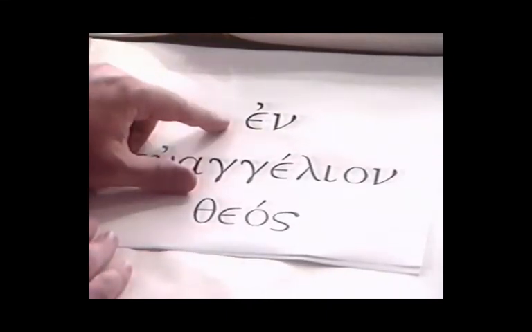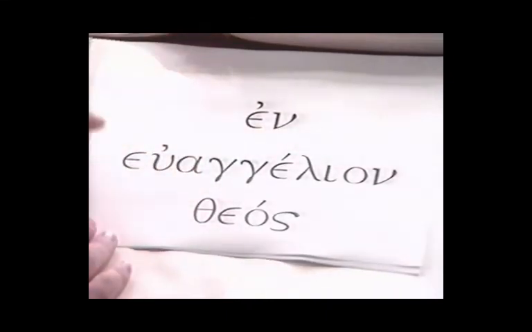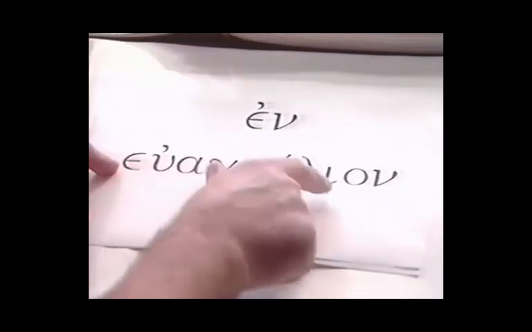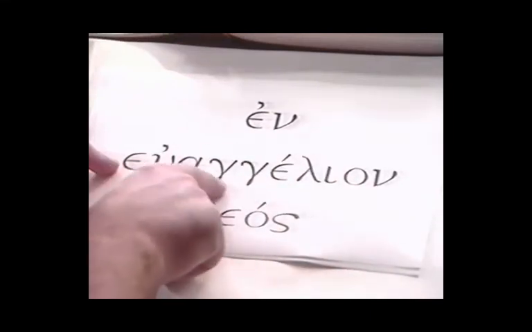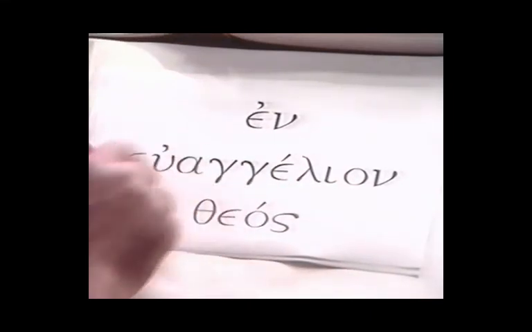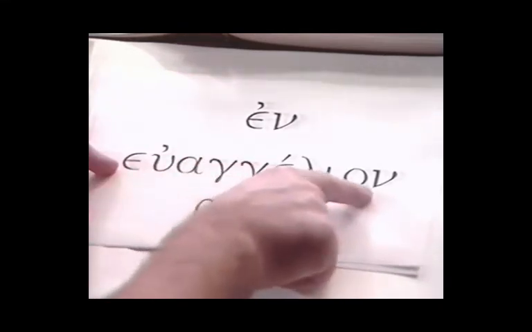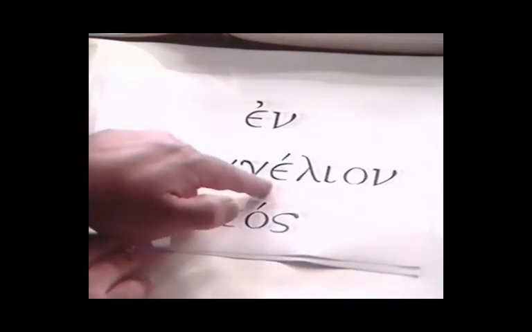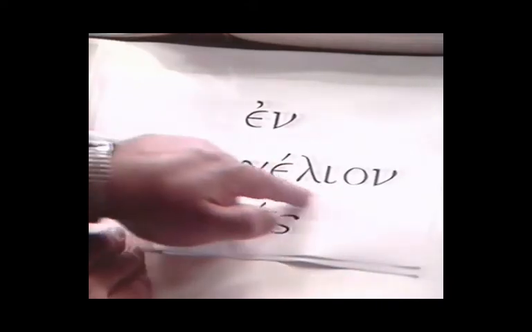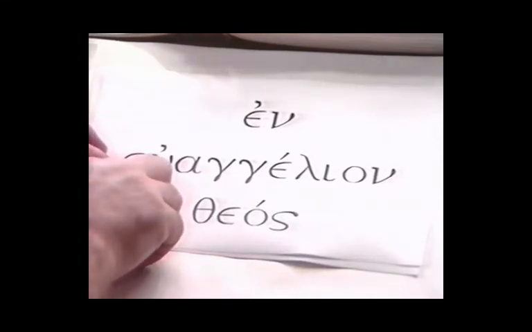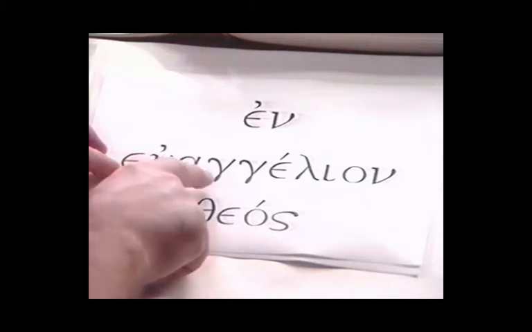En. Here's a long word. Euangelion. Notice the two gammas together here have an NG sound. Euangelion. If we were to transliterate this word, it would be E, U, or V, A, N, G.